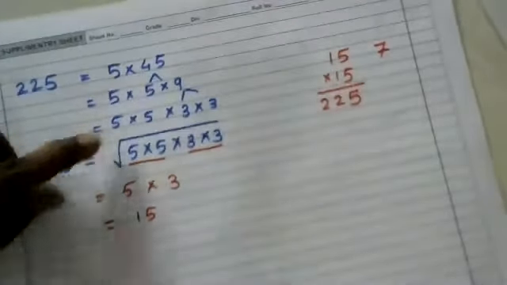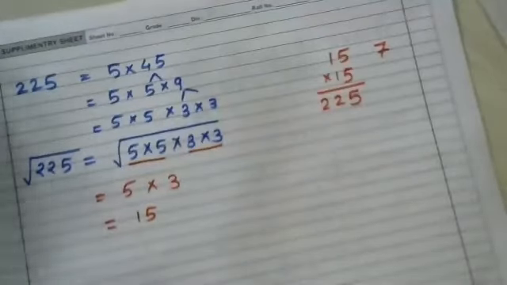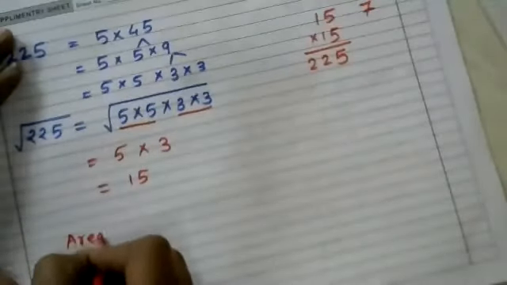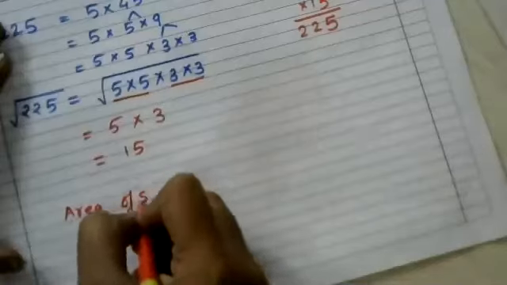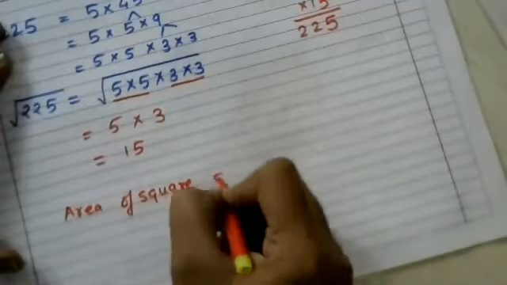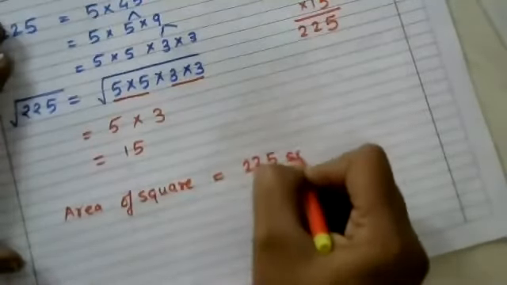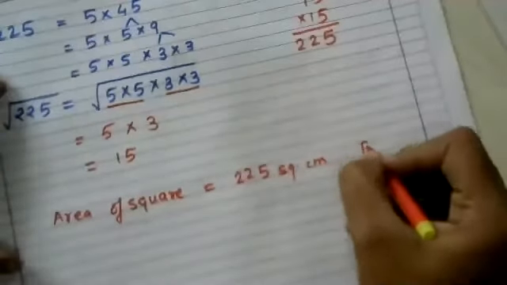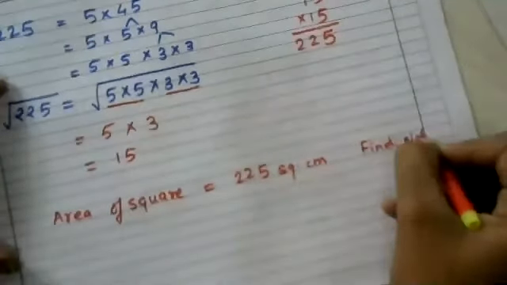Okay, so by finding factors you can get the square root of a number. Now, we can find the square root of variables also. Why do we need this? Because whenever there is an area of a square, for example, if the area of a square is equal to 225 square centimeter, and the question is to find the side.